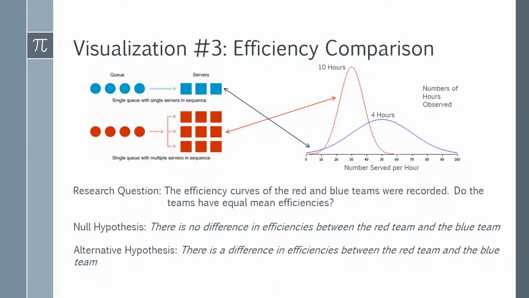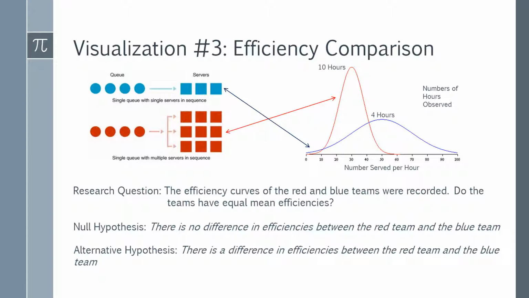So for the third visualization, we are looking at an efficiency comparison. For that, we have a single queue with blue servers versus the single queue with multiple red servers. We have two bell curves, and the number of customers served per hour is along the x-axis, and the number of hours observed is along the y-axis.